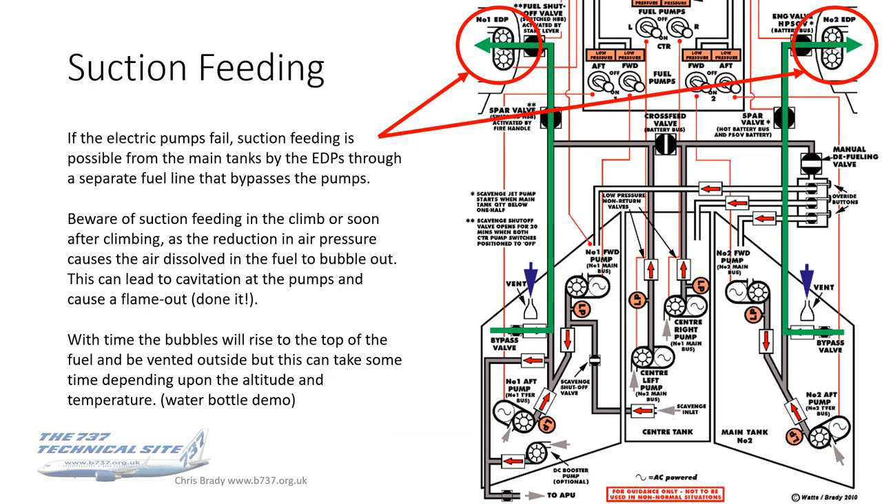The aircraft can suction feed as well. So if you lose all the electrics and all the pumps were to stop working, don't worry, suction feeding is available. There's an engine driven pump on each engine which will pull the fuel through quite happily, and that comes through a bypass valve in the tank. You can see I've indicated in green on the schematic the path that fuel takes.